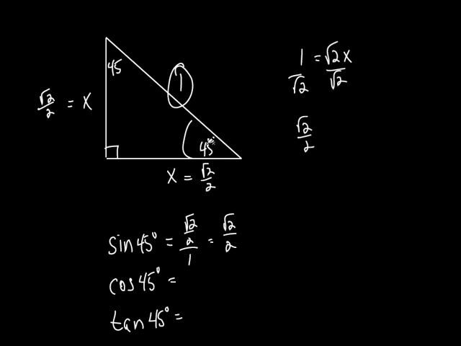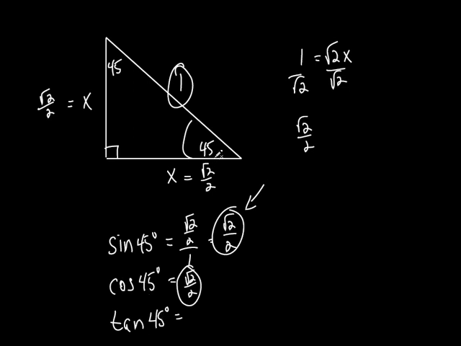Look at the cosine. What's the cosine? The cosine is the adjacent over the hypotenuse. What's that going to give you? Same thing: square root of 2 over 2 over 1, which is just the square root of 2 over 2. These are exact answers. The 0.707 that I showed on the calculator was an approximation. It wasn't exact.